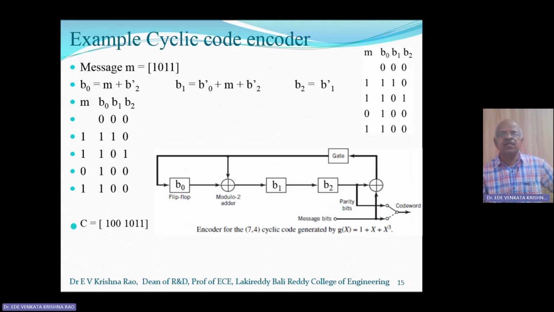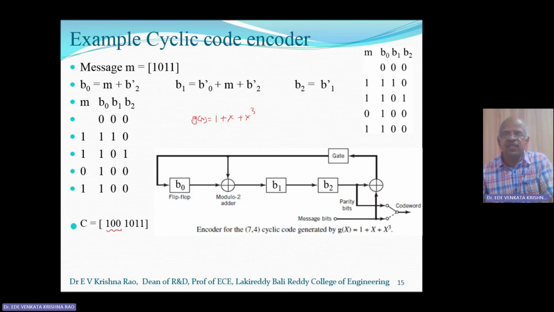Now we can generate the parity bits here using an encoder. Earlier we generated parity bits as the remainder of m of x times x power n minus k, divided by a generator polynomial. Here, using a cyclic encoder, we are generating the code word by generating the parity bits in this encoder. The generator polynomial g of x is 1 plus x cube, as in the previous case. This is the encoder.